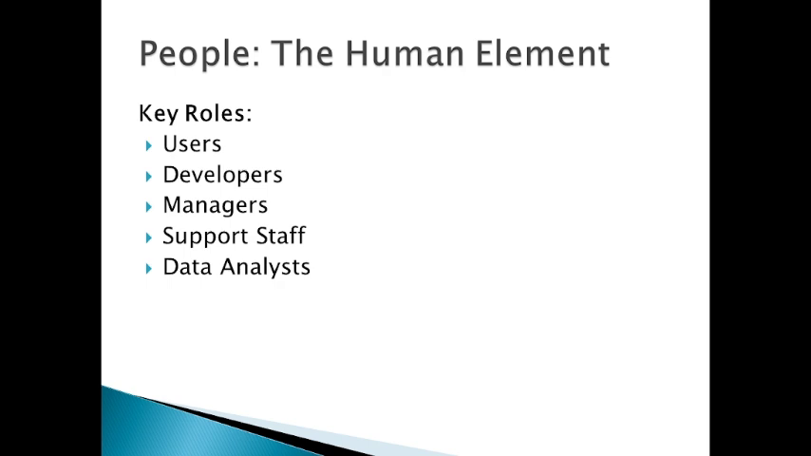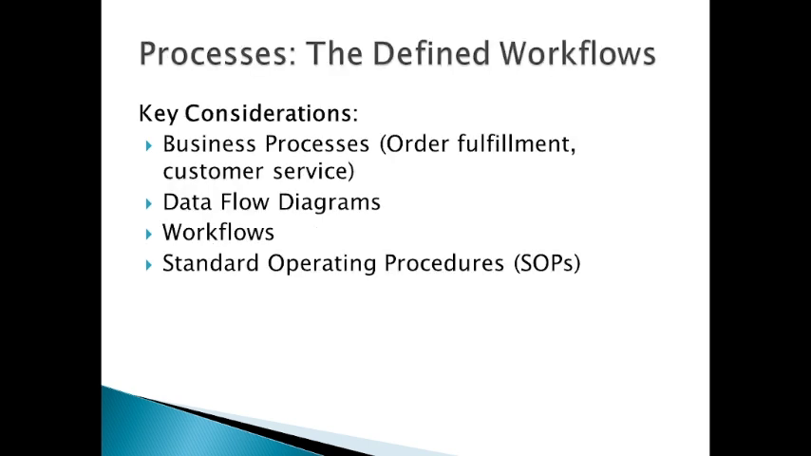The fifth component is the process. That is the defined workflow. Now, the processes are the established procedures and workflows that define how data is collected, processed, and used within the information system. They are the steps involved in using the information system to achieve business objectives. Key considerations include the business process, the data flow diagrams, the workflows, and the standard operating procedures.